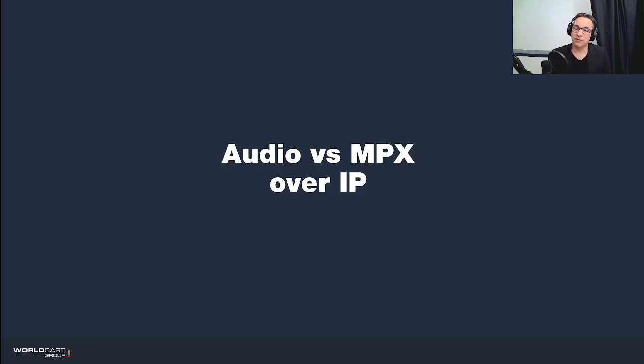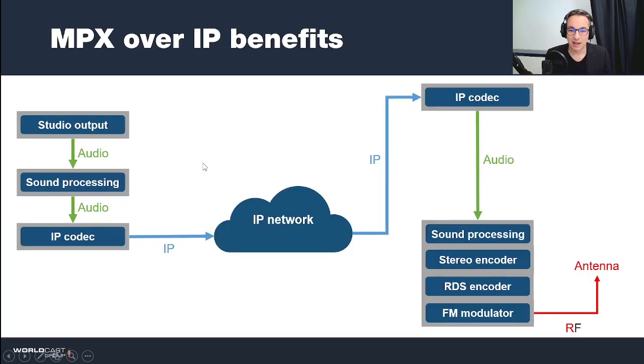Let's talk now about the different kinds of chain we can use today. Usually we transport the audio to the transmitter side, but we can also use MPX-over-IP, which is a bigger challenge, but which is possible today. So this is a chain with audio over IP transport. With audio over IP transport, what we need to use is a pair of codecs at the encoder and the decoder side, and the decoder will provide audio to the sound processor and the stereo encoder. That can be an EQRISO FM transmitter or any transmitter with a sound processor inside.